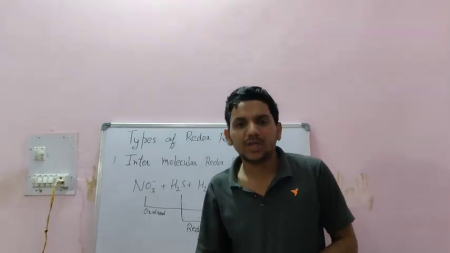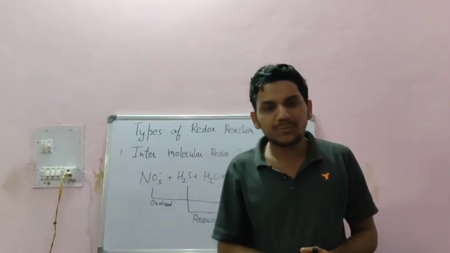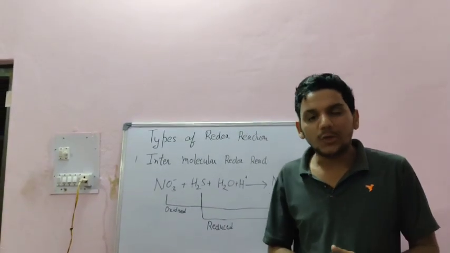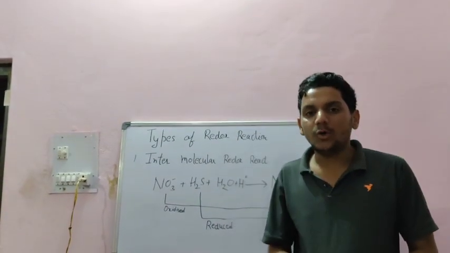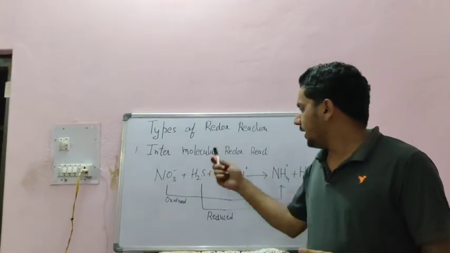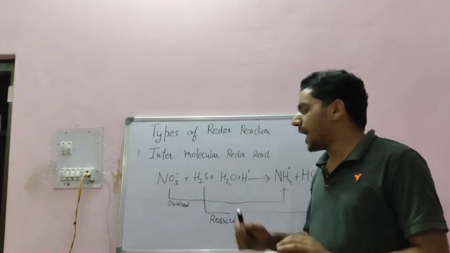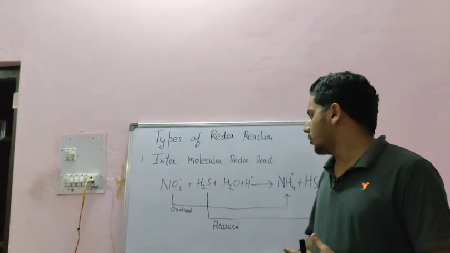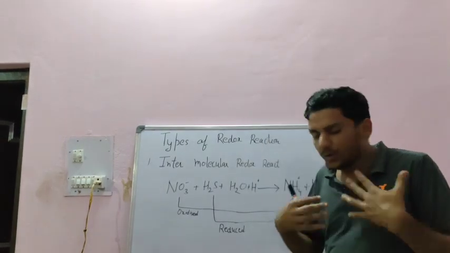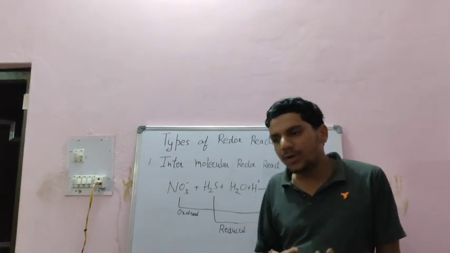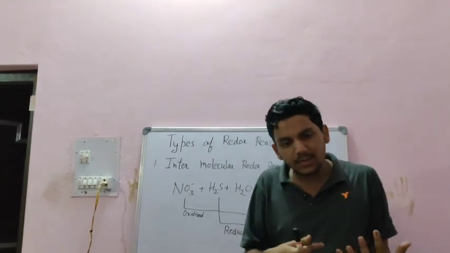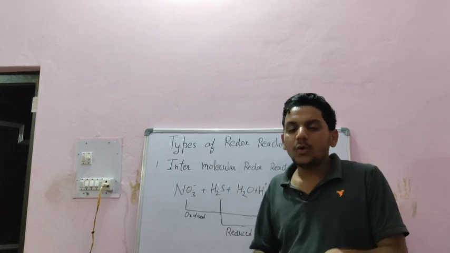Types of redox reactions. Basically there are two types of redox reaction which we will discuss here: intermolecular redox reaction and intramolecular redox reaction. Let us first explain intermolecular redox reaction with an example. In an intermolecular redox reaction, one molecule of the reactant will undergo oxidation, and another molecule of the reactant will undergo reduction.